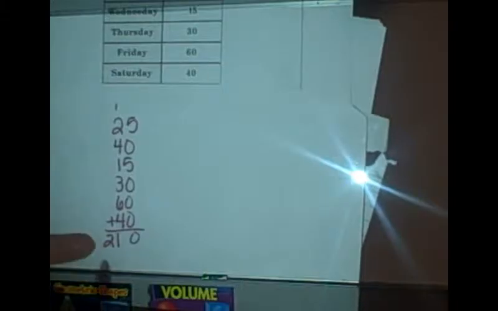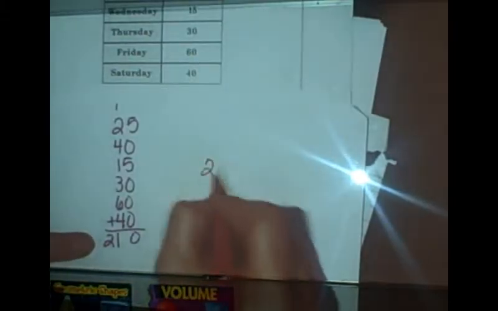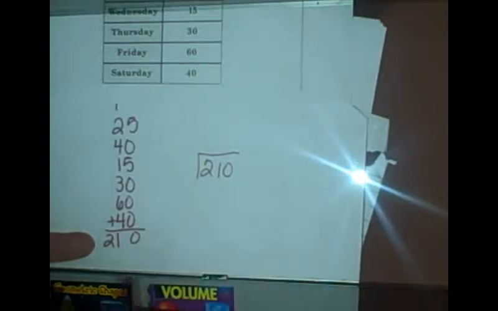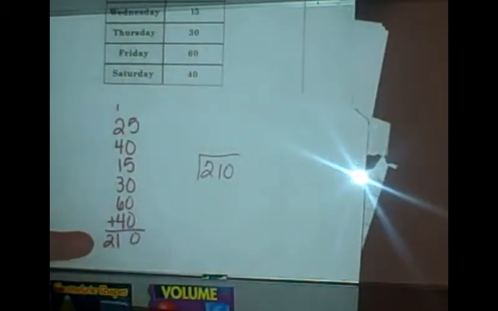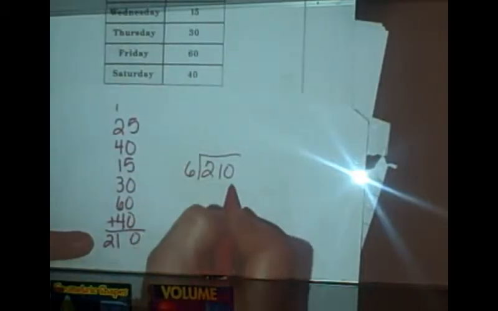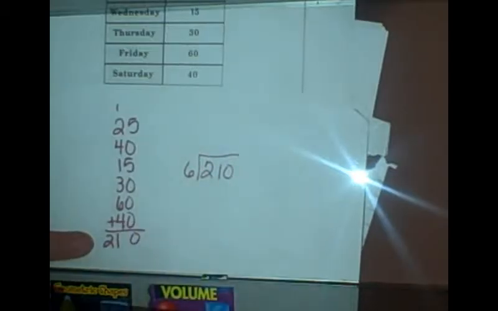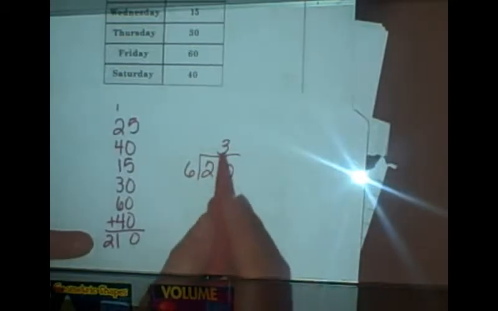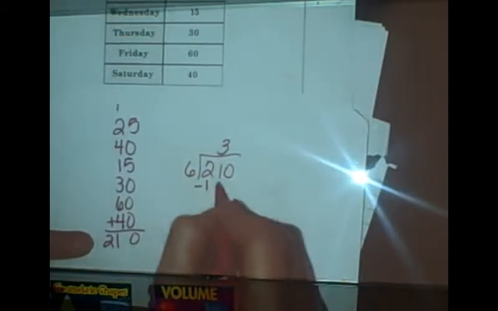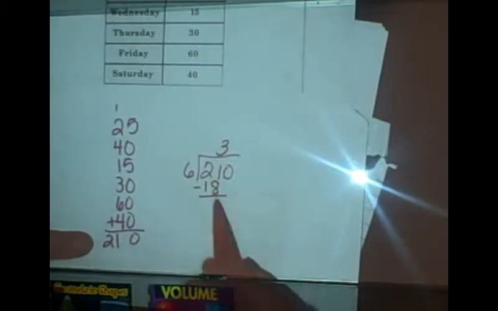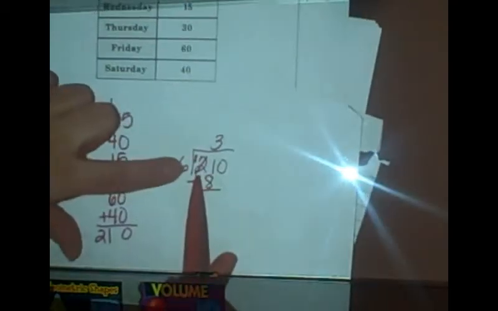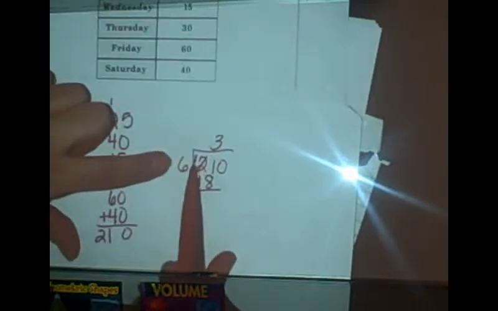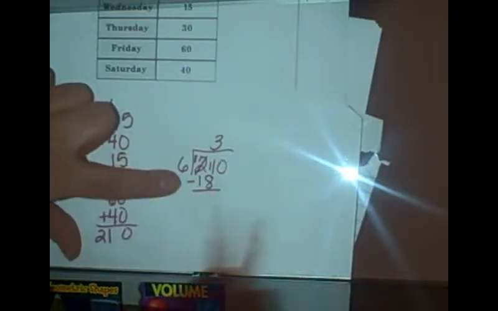The next step is to take our total number of pages, 210, and divide it by the number of days that Emily read. She read 1, 2, 3, 4, 5, 6 days. So we're going to divide the 210 pages by 6. 21 divided by 6 is 3. 3 times 6 is 18, so I'm going to subtract my 18 from 21. I cannot subtract 8 from 1, so I'm going to go next door to my neighbor and borrow. My 2 becomes a 1. My 1 becomes an 11. 11 minus 8 is 3.